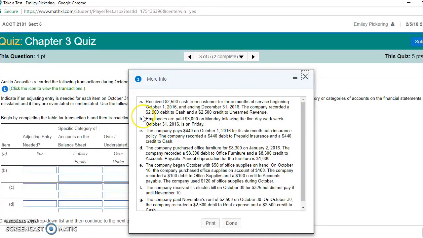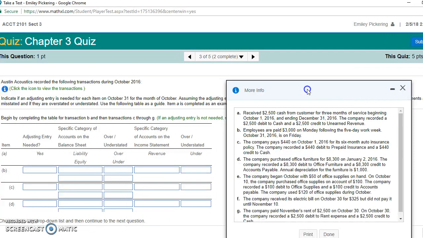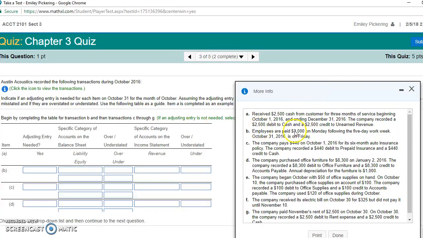So what you're doing with B is you are increasing your salary expense, and you are also increasing your salary payable. So your salary payable is a liability on the balance sheet, and your salary expense is an expense that lowers equity on the income statement.